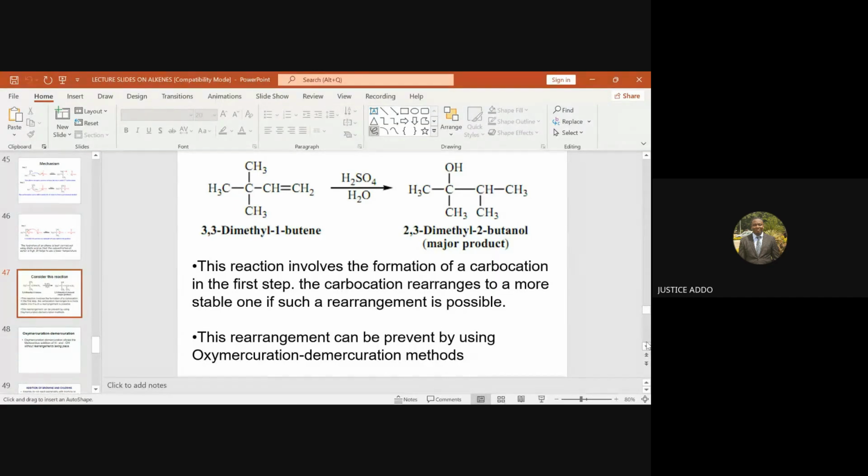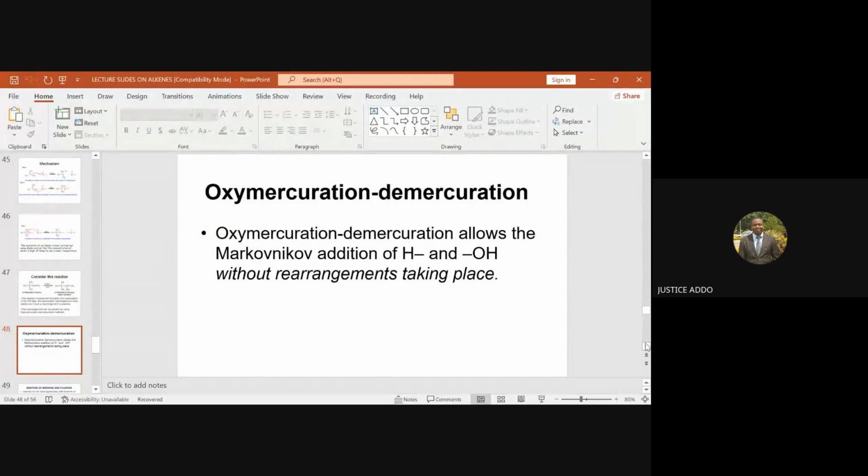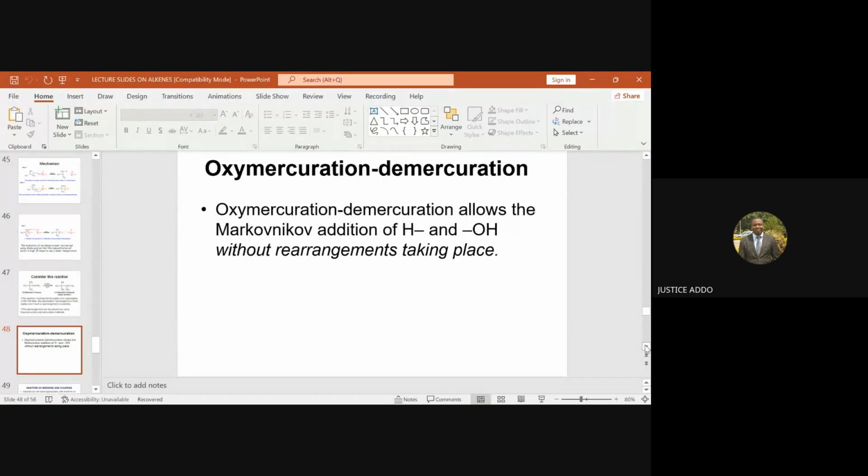3,3-dimethyl-2-butanol will be your product, that is if you do oxymercuration-demercuration. So note the addition of water. It can be done in an acid. That one allows for rearrangement to the most stable intermediate carbocation. But if you want to prevent this rearrangement, then please apply oxymercuration-demercuration. The reagent here is that you are adding water, but you are adding the water in mercuric sulfate. So the oxymercuration-demercuration allows the Markovnikov addition of hydrogen and OH without any rearrangement taking place.